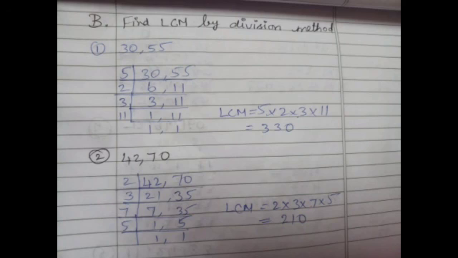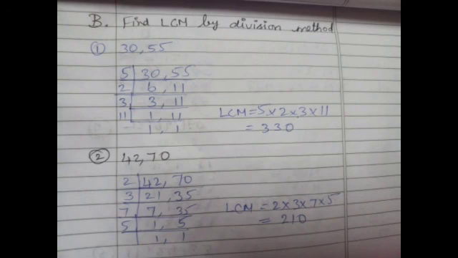So let us go one by one. 6 will come in the 2 table, 3 times 2, and 11 will not come, so you can bring it down as it is. Next, 3 will come in the 3 table. 11 will not come, so bring it as it is. Next, 11 will come in the 11 table one time. So the LCM is 5 into 2 into 3 into 11, that is 330.